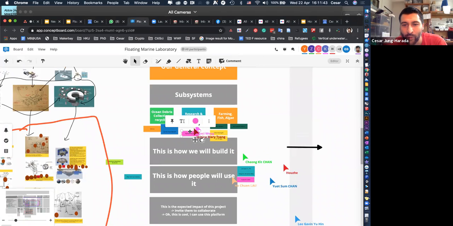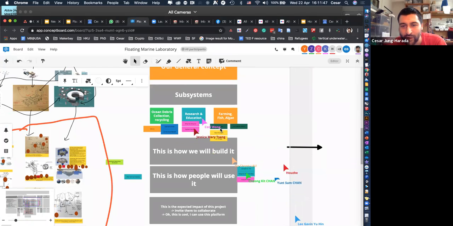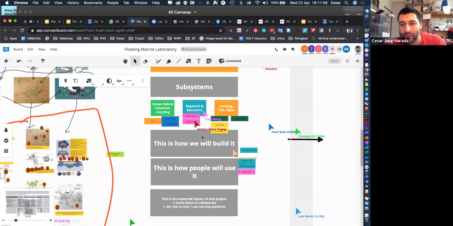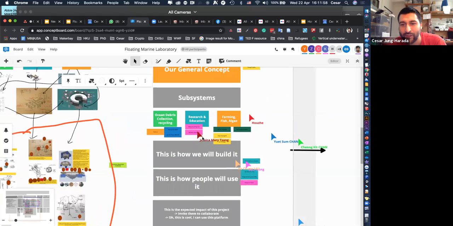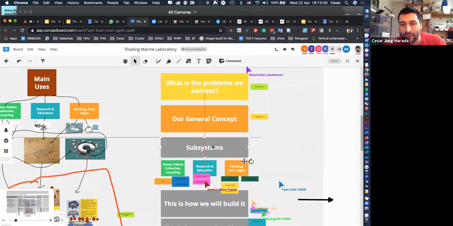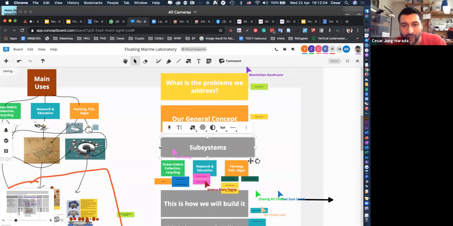If there are multiple people in one area, I see, for example, in research and education, there's 2, fish farming, there's still 3 people. Please choose only one person for that specific area, and then the other people are going to go in another area. Okay. Do you have any questions?